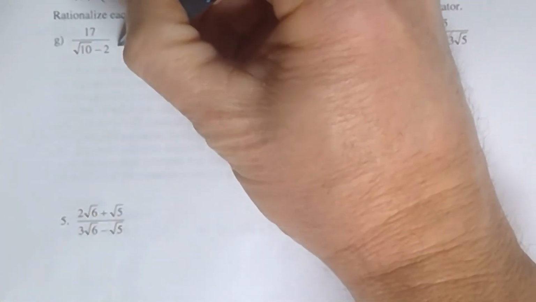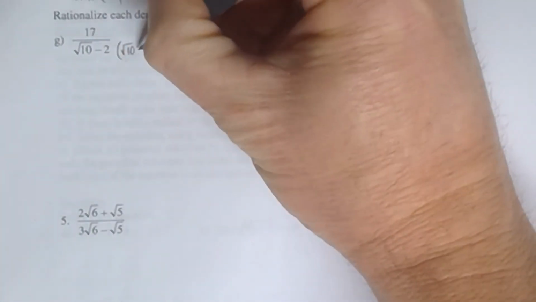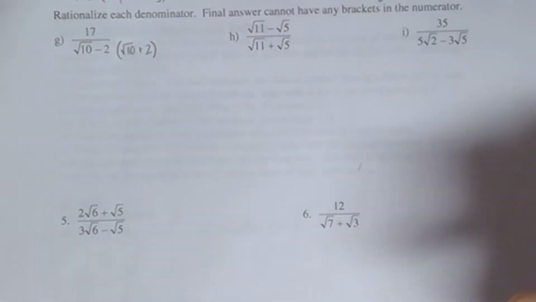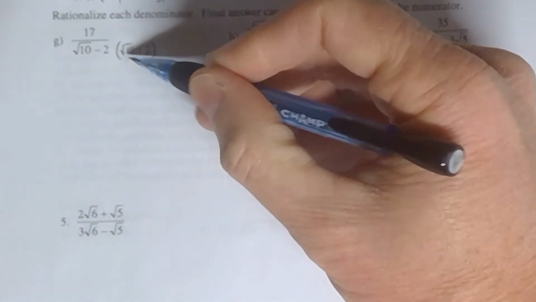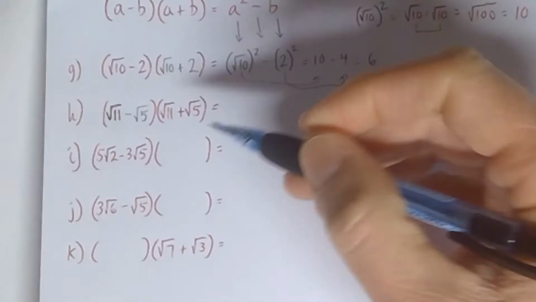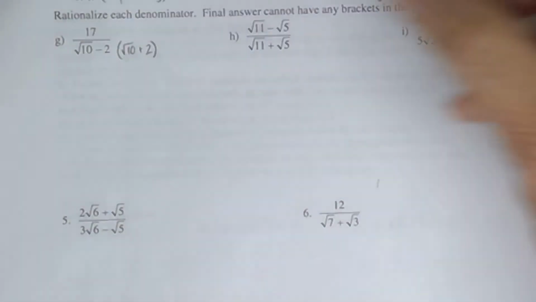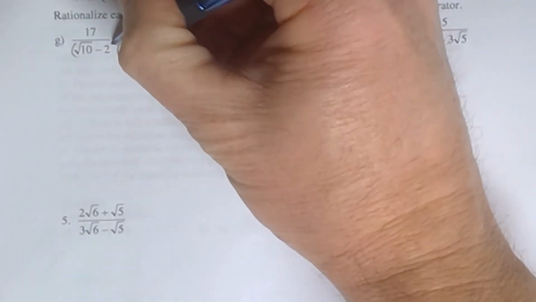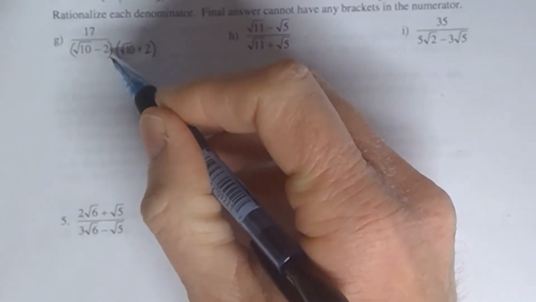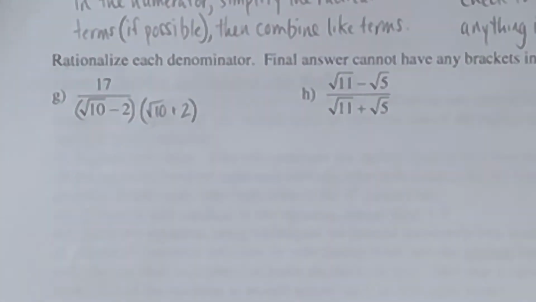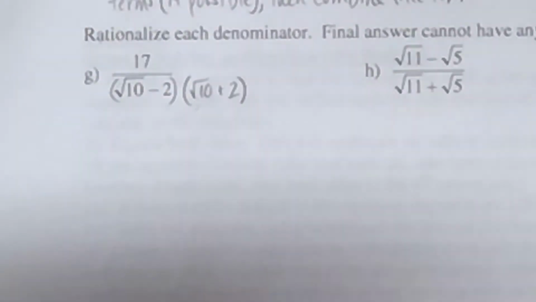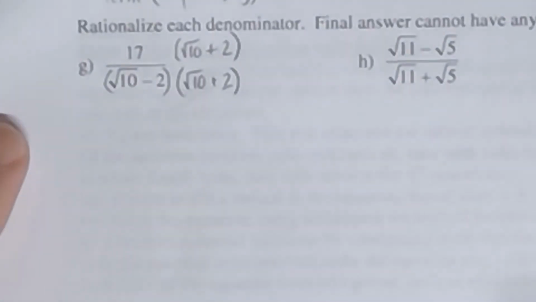We're going to multiply by square root of 10 plus 2. Put that in brackets because it's got more than one term in it. That's why I had it in brackets on my scratch piece of paper here. Also put this in brackets to remind you that I've got to treat that like there's a bracket there because there are 2 terms there. Let me zoom in on this a little bit. But whatever you multiply the bottom by, you have to multiply the top by the same exact thing. We'll get to the numerator in just a moment.